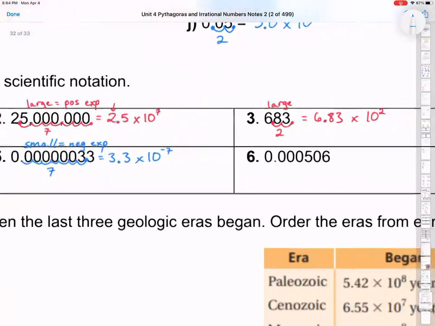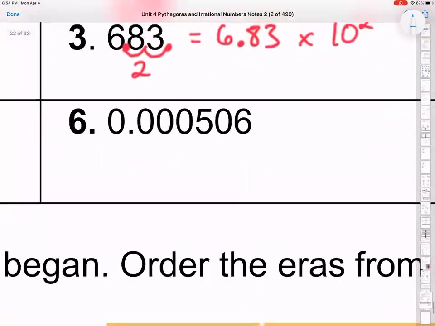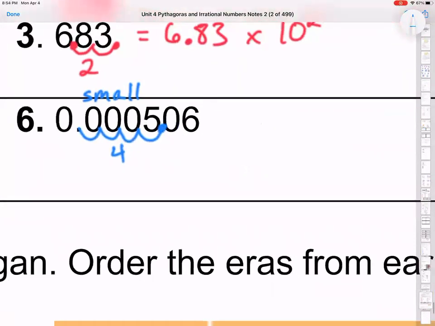For question number 6, again, super similar, starting off with a small number. Got to get this value in between 1 and 10. So we're going to move it over 1, 2, 3. Got to move it over 4 times. And when we do that, we end up with 5.06 times 10 raised to the, again, it started with a small number, so that's why we have a negative. We move the decimal place over 4 times. So there's our scientific notation.